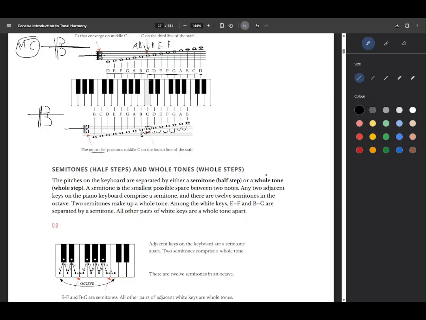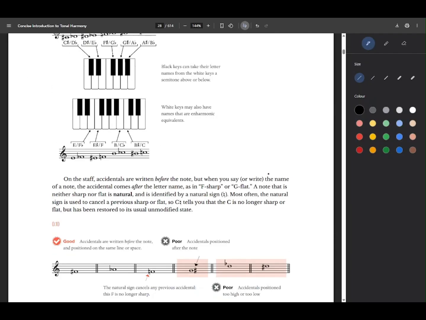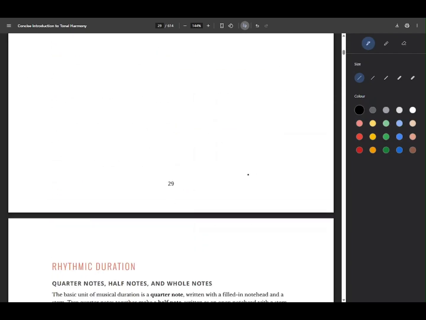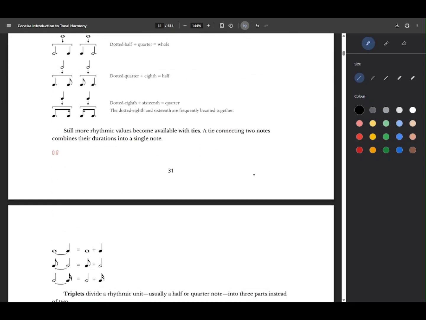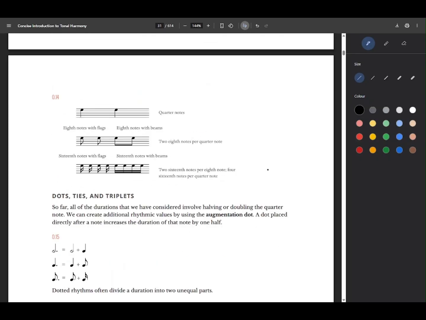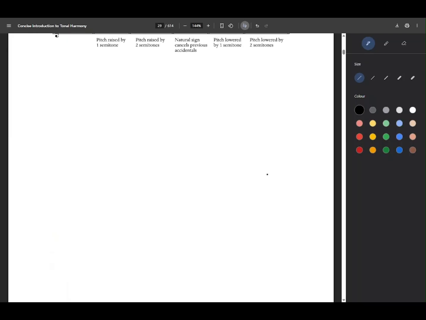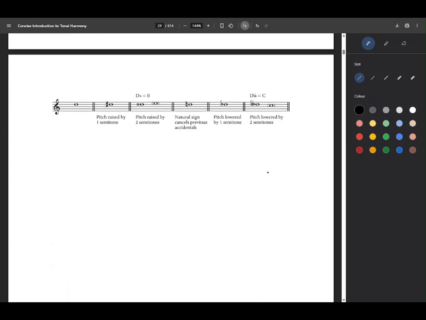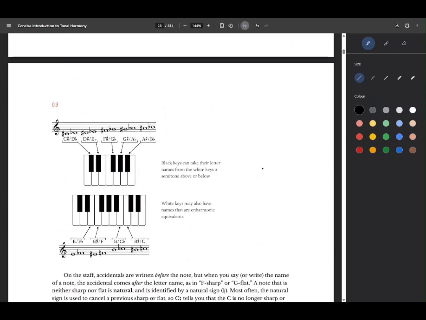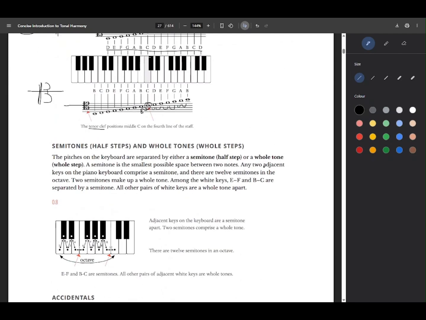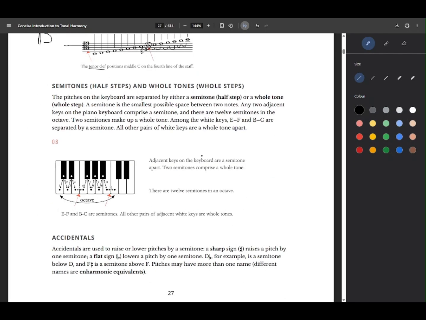All right, everyone. So unfortunately, I don't think we're going to make it through everything. There's a lot of material left to cover in this chapter. However, I think we will definitely make it to page 29 and finish our discussion of semitones. So, what is a semitone? What is a whole tone?